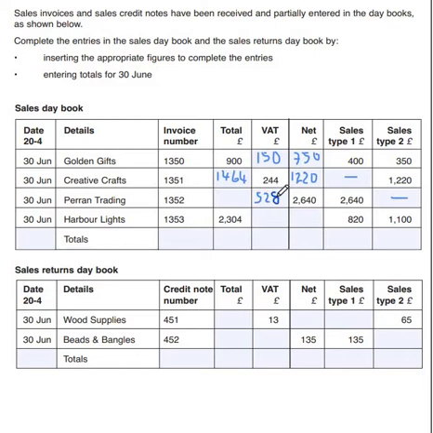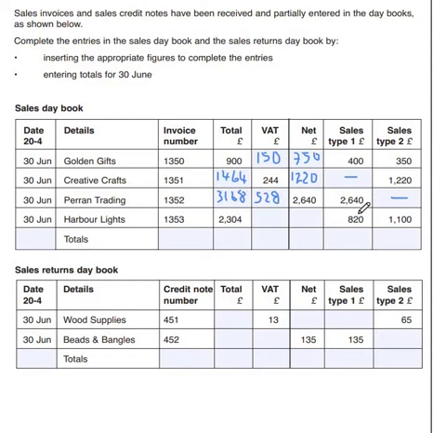And then we just add the two together. And in this case it comes to 3,168. So 3,168 goes into the total column. And I suggest you always work that back. Divide the 3,168 by 6 and it should give you the 528, which is the VAT, so you know your calculation is correct.